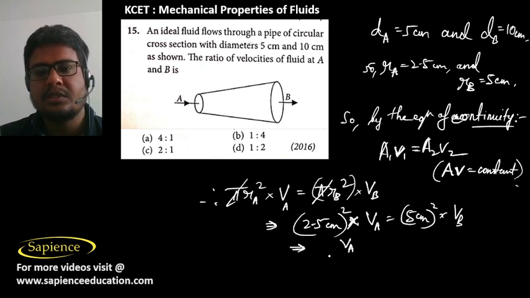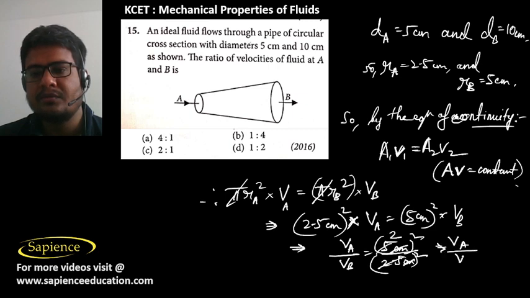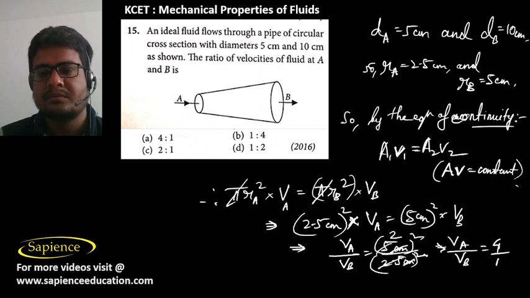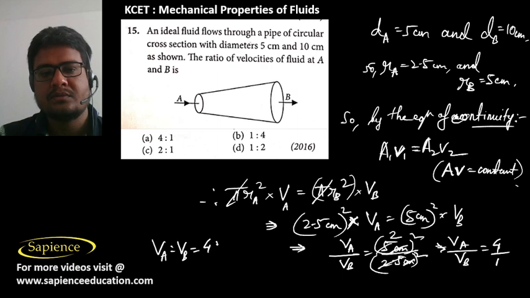So velocity at the point A by velocity at the point B will be 5 centimeter whole square divided by 2.5 centimeter whole square. So centimeter will cancel. 2.5 is 5, so therefore VA by VB is equal to 4 by 1. So VA is to VB is 4:1. So option A is the correct answer.